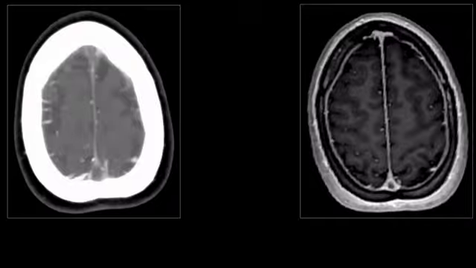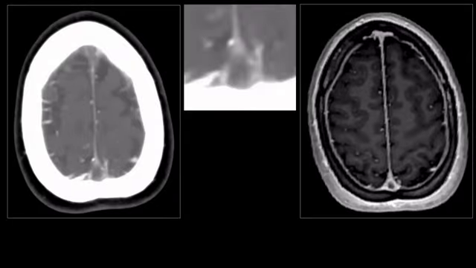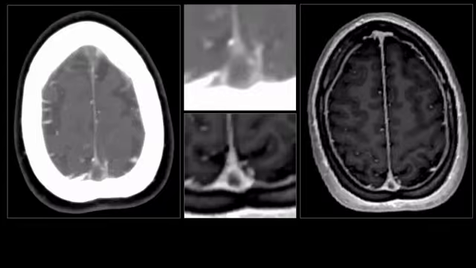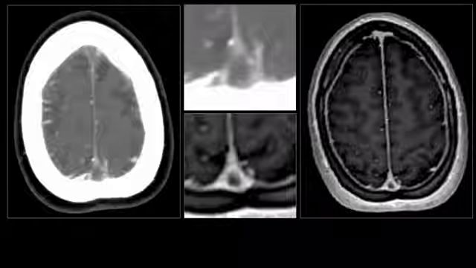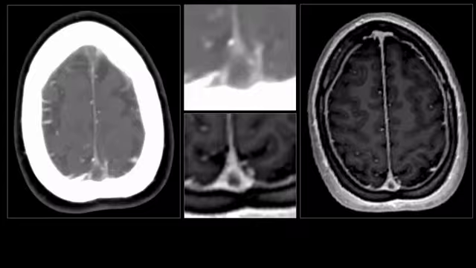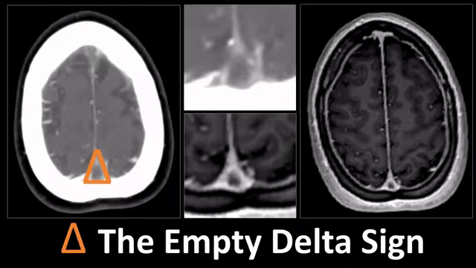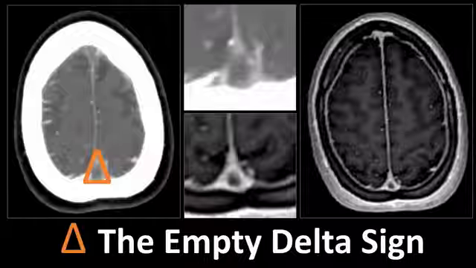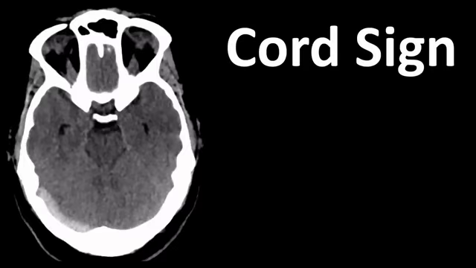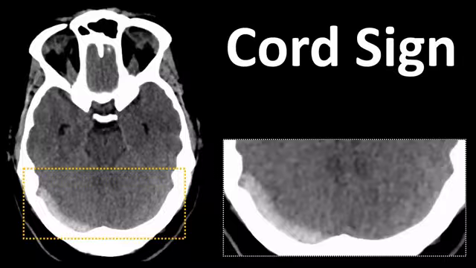Now, let's look at the empty delta sign, which is a sign described on venography, can be on CT or MRI, and it basically refers to the absent contrast opacification of the central part of the superior sagittal sinus, lined by the enhancing dural membranes, or the enhancing dura surrounding it. So the empty delta sign. That's enough, I'd say, but nevertheless, we still have to go over the cord sign.